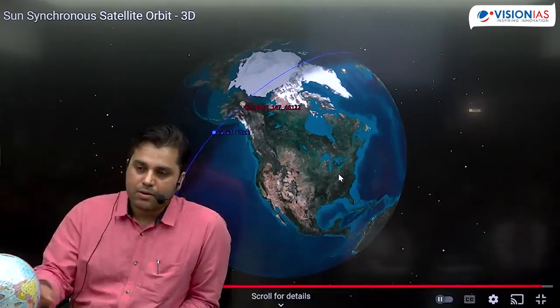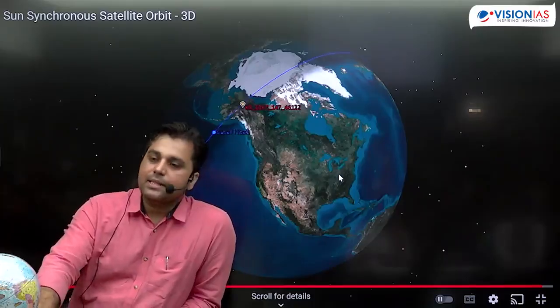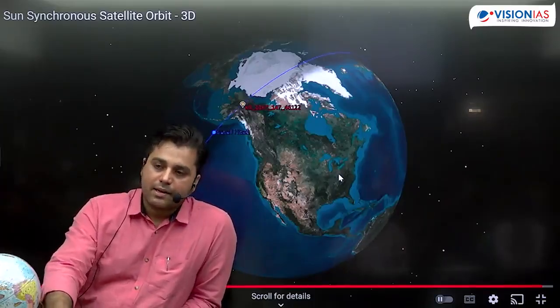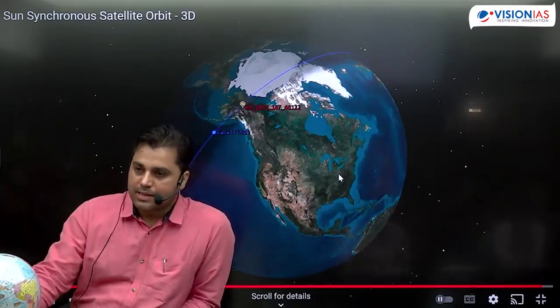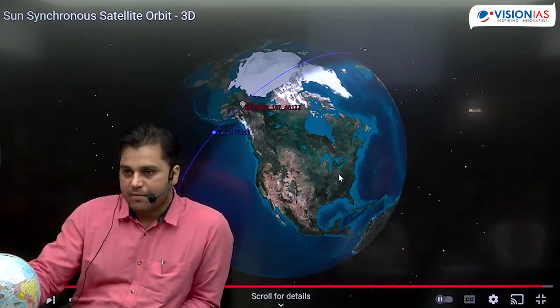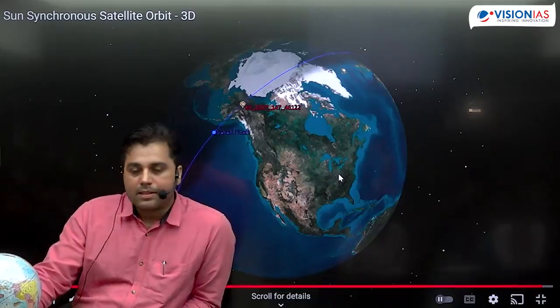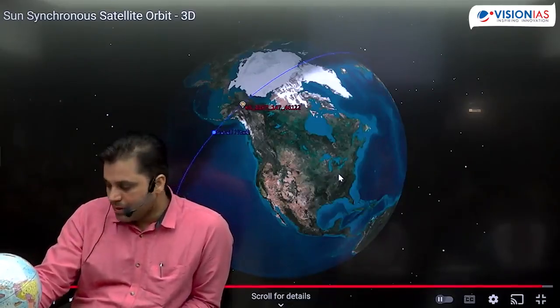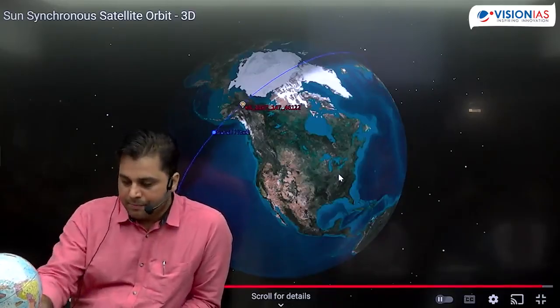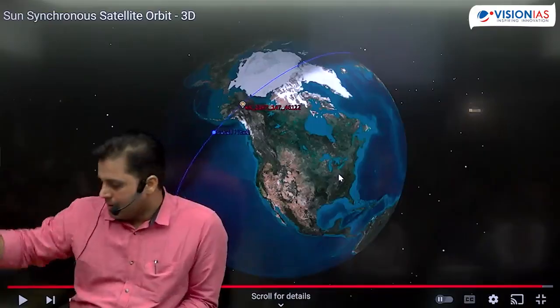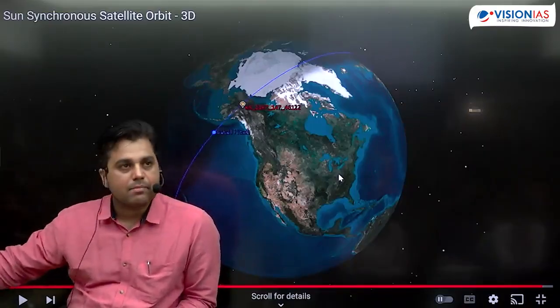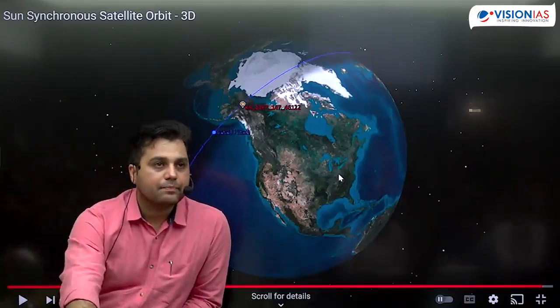So not all polar orbits are sun synchronous, but sun synchronous we try to achieve at an inclination very close to 90 degrees, so that we also get the benefit of a polar orbit, which we discussed in the last class. What is the life of a satellite? It depends upon what type of function it is playing. Generally, it will be minimum 5 years, but it can be more than that also.